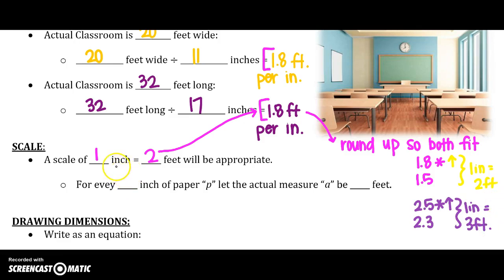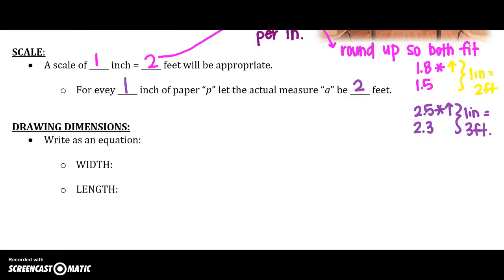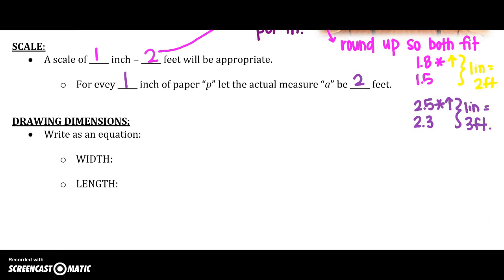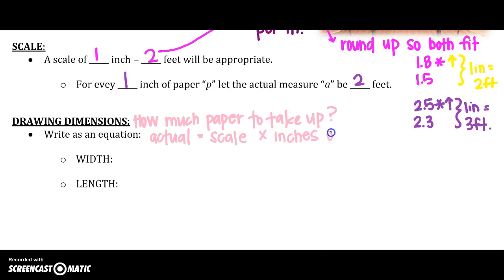So for every 1 inch of my paper, let the actual be 2 feet. So what does that really mean, and how much is my new dimension? So write an equation. How much paper are we going to take up? So my actual equals my scale times the inches on my paper. See if they fit, if my scale that I picked will work.